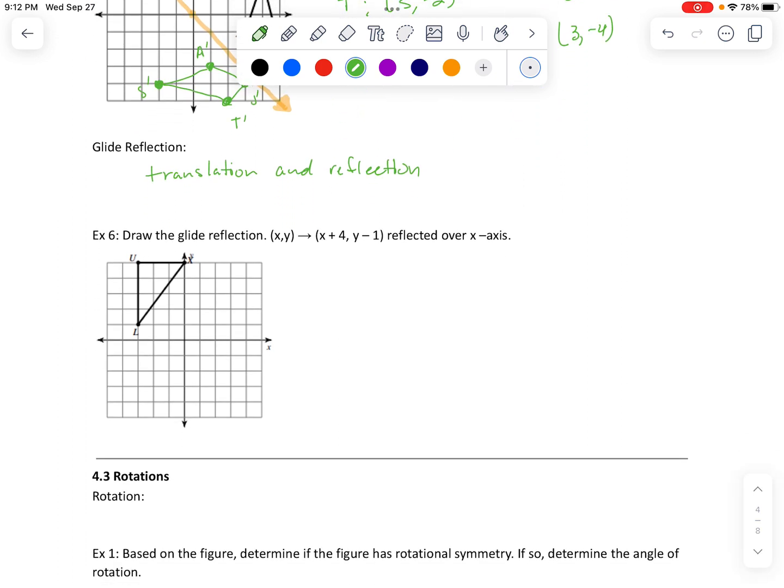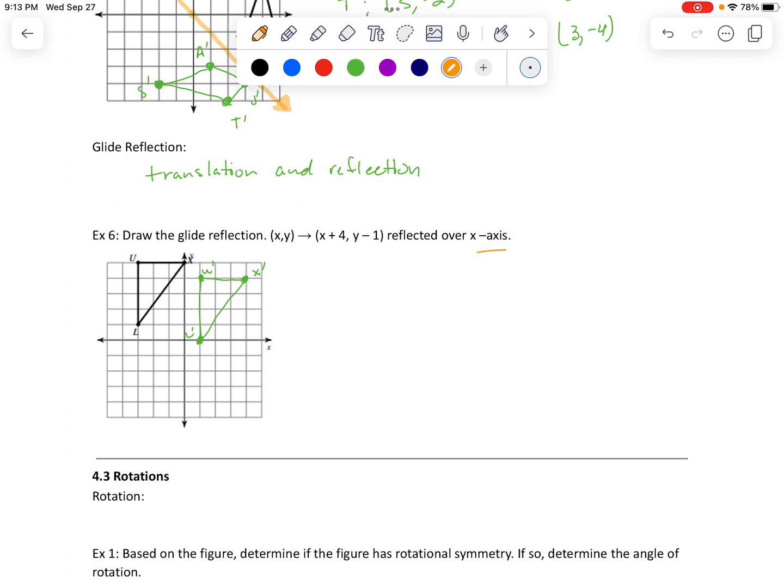So, last example here. Notice I have the translation rule and then I have the reflection over the x-axis. So you're going to actually end up with 3 triangles on here: the original, the translation, and then the final result with that reflection. So I'm going to go ahead and translate this. I'm going 4 to the right and down 1. So we've got L prime, U prime, X prime.